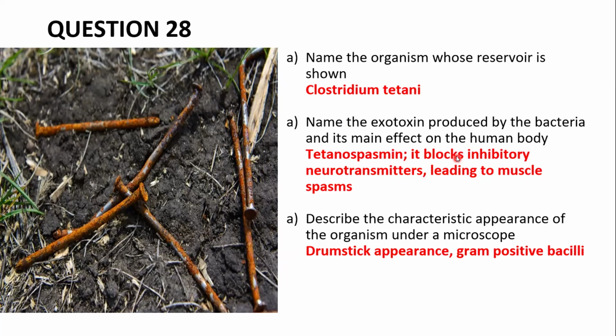Okay. Because GABA has been inhibited, has been blocked, they are unable to relax their muscles. Then describe the characteristic appearance. So we have the drumstick appearance. The gram-positive bacilli. Then remember, Clostridium are spore-forming. It binds to the snare proteins causing muscle spasm. Very good. Now that is the exact pathophysiology. Drumstick, you can also say tennis racket appearance. Very good.